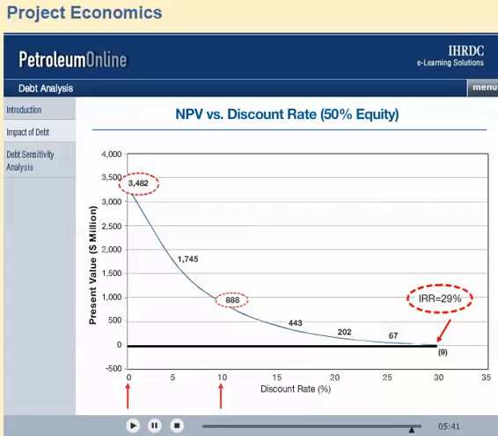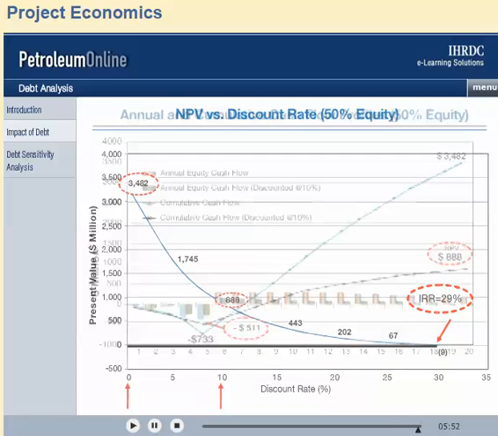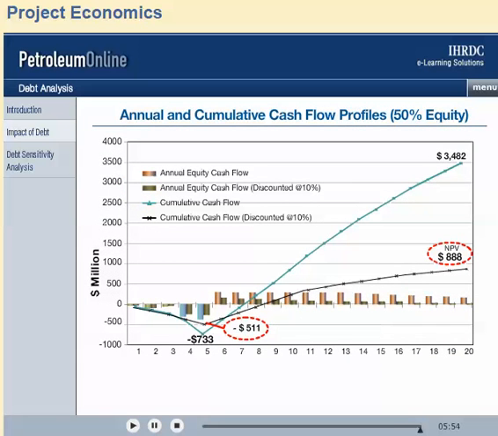We should point out that we could very easily have used the Excel functions to calculate the present value and IRR for this case using the annual cash flow projection shown in the previous slide. Why don't you try it?